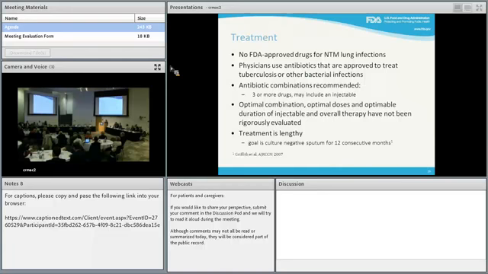In general, antibiotic combinations are recommended, usually 3 or more drugs, which may include an injectable drug. But the optimal combination of drugs, the optimal doses, and the optimal duration of both the injectable and the overall treatment regimen have not really been rigorously evaluated. The treatment is lengthy, with the goal of therapy being negative sputum cultures for 12 consecutive months.